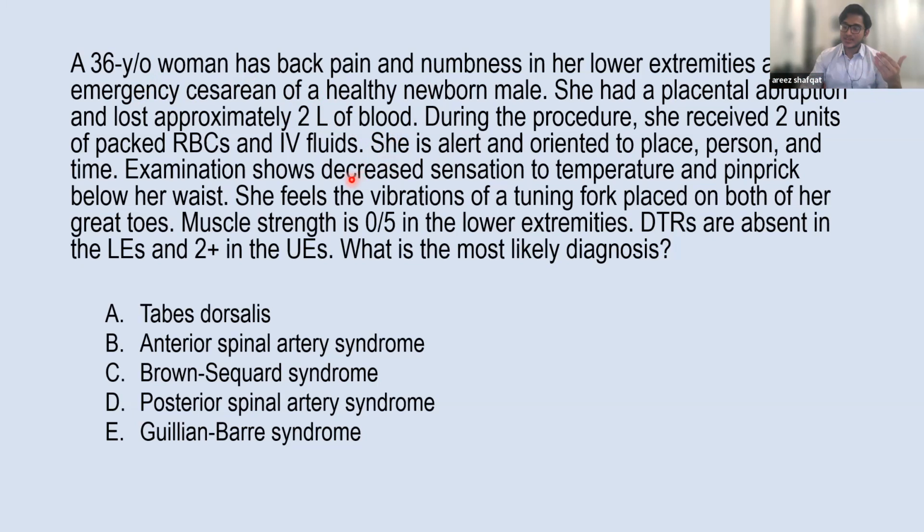The examination in these patients will reveal bilateral loss of spinothalamic sensations below the level of the lesion. So this is bilateral loss of spinothalamic sensations below the level of the lesion. Dorsal column sensations are intact. Bilateral loss of motor function below the level of the lesion. So this indicates that there is infarction of the anterior 2/3 of the spinal cord with sparing of the dorsal column, which is in the posterior 1/3. All right.